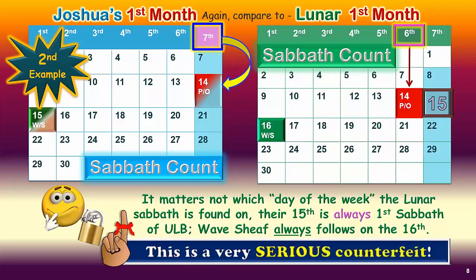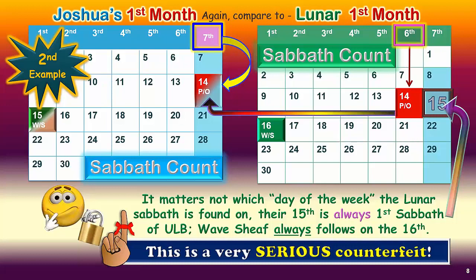Remember, this is a very serious counterfeit. Why is it counterfeit? Because in the scriptural account, Joshua has his Passover on the 7th-day Sabbath. Yet on the lunar calendar, on their fixed calendar, the Passover is on the 6th cycle of the week, and the 15th is the weekly Sabbath. That is in direct opposition to what's written in the scriptures. That's why it's a counterfeit, and it is a locked calendar. It cannot be changed.